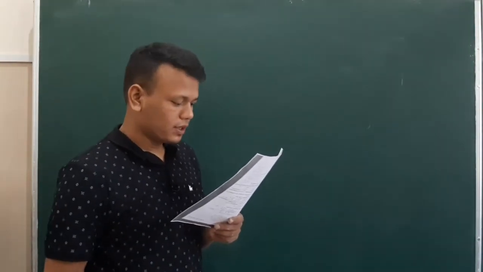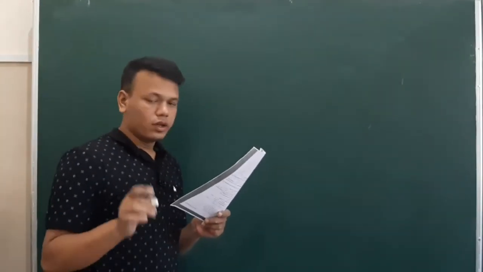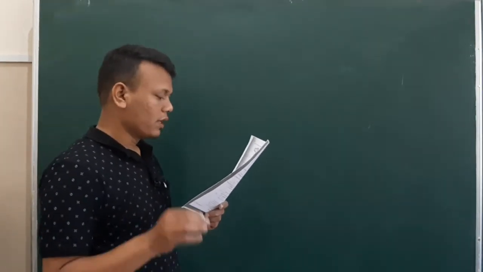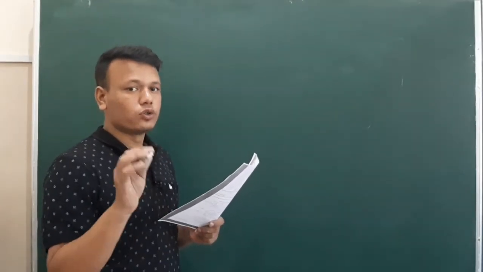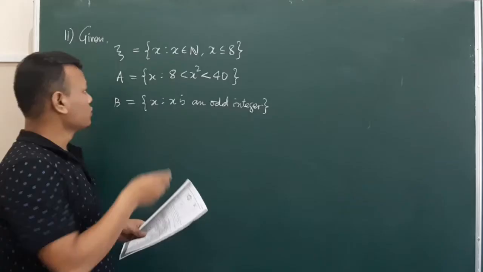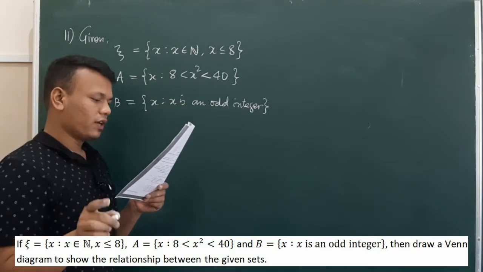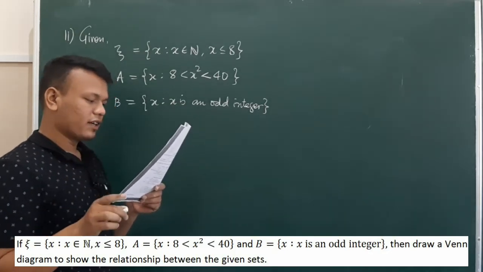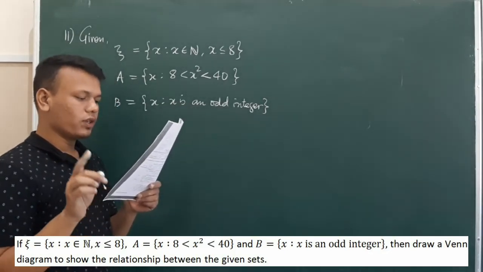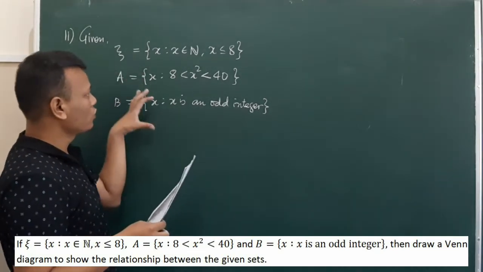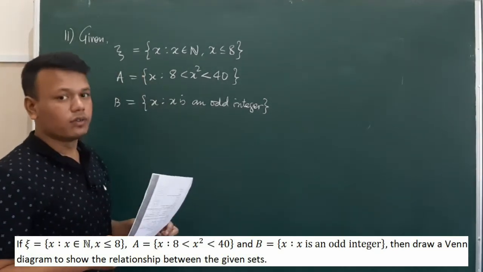So question number 11 says, if xi, that is your universal set, is given, A is given and B is given, all are given in set builder form. Now let's try to convert them into roster form. So we have question number 11 given. So these are the three sets given to you. So you need to draw a Venn diagram to show the relationship between the given sets.